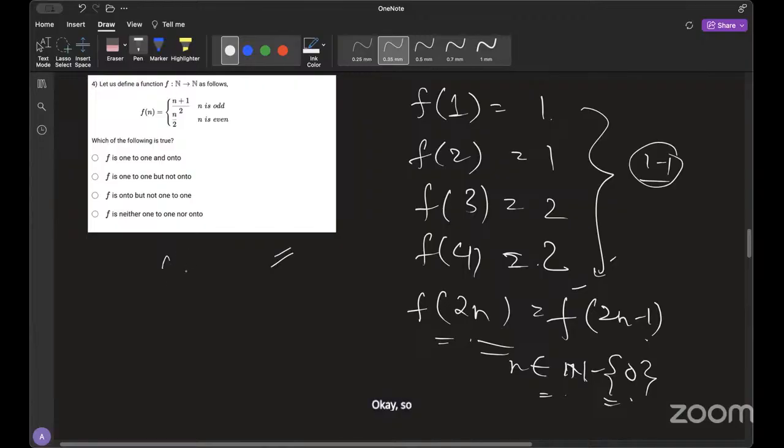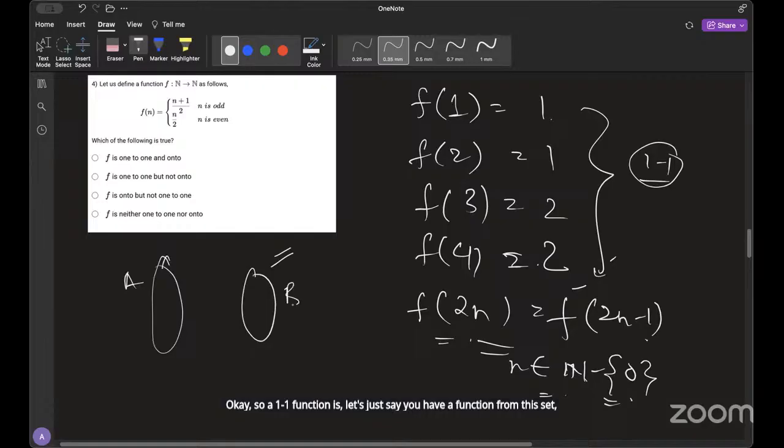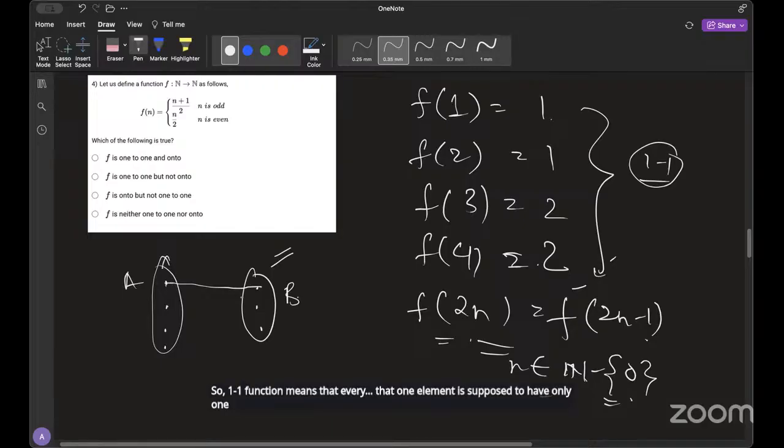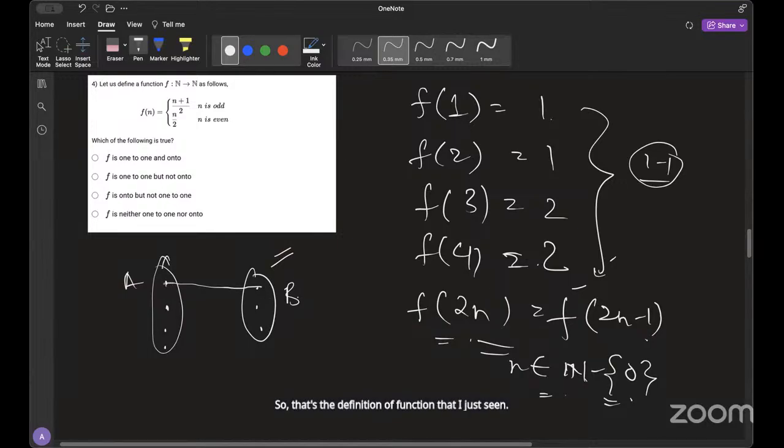So a one-one function is, let's just say you have a function from this set to a set B. Let's say you have some elements here and some elements here too. So a function means that one element is supposed to have only one image. That's the definition of a function that I just said. One-one just means that no two elements should have the same image.